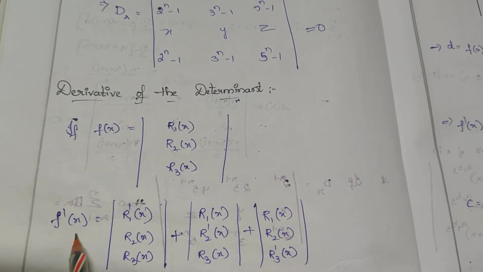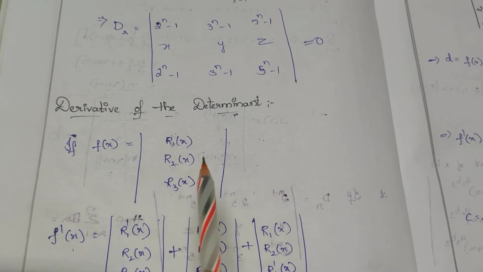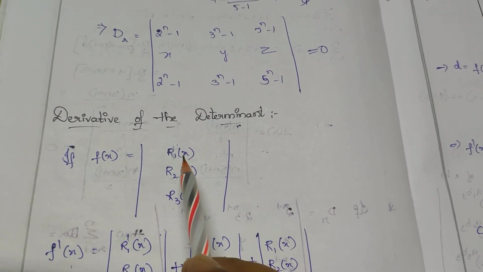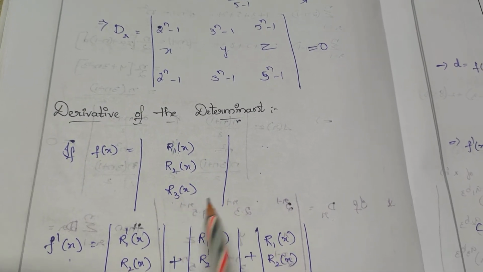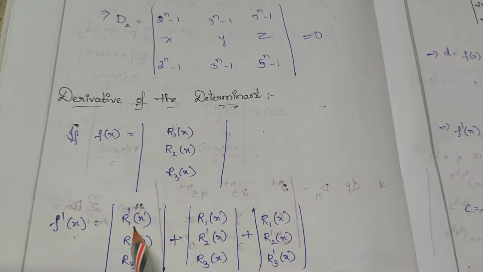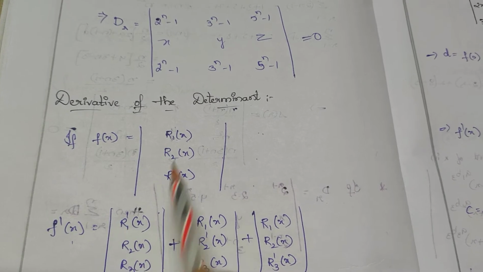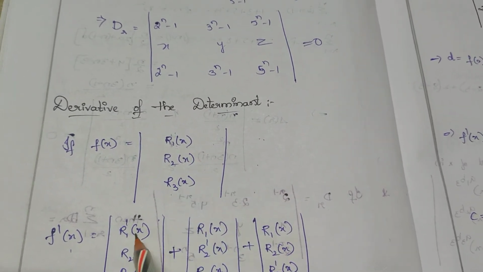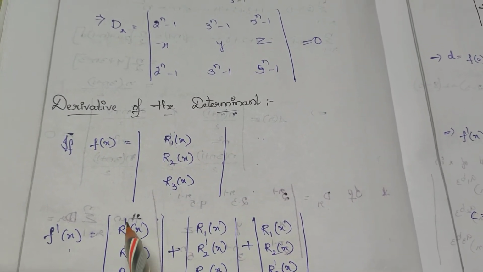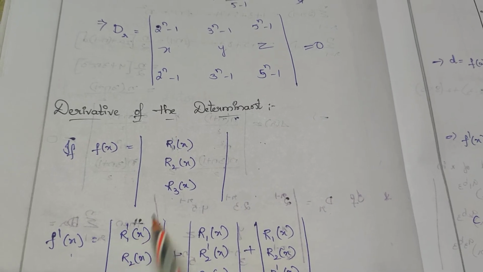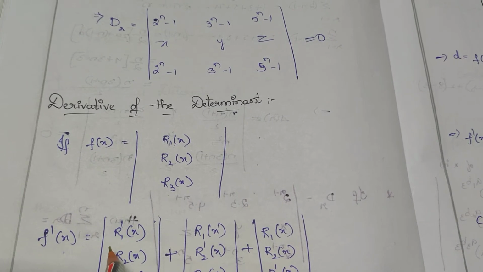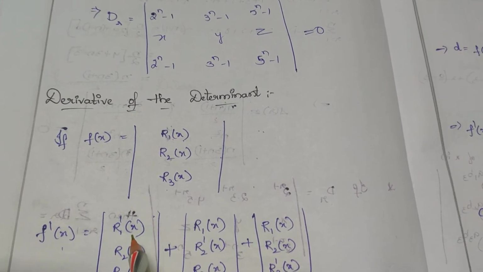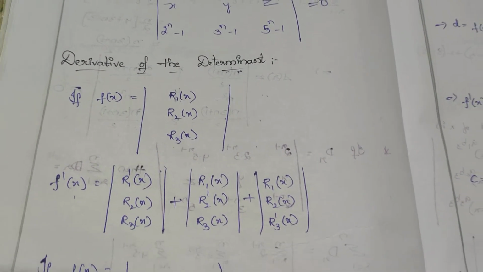First of all, f dash of x means first we have to apply the derivative for every entry in the first row and write the second row and third row as it is. Generally, we denote the derivative of r1 of x with r1 dash of x. This dash means derivative. Otherwise, you can write d by dx of r1 of x.